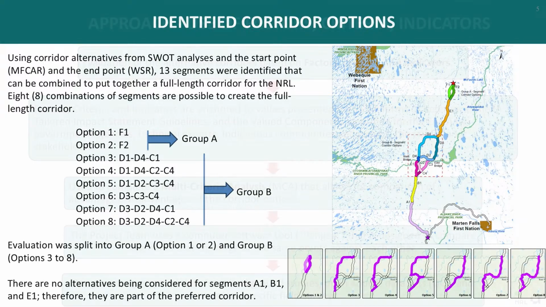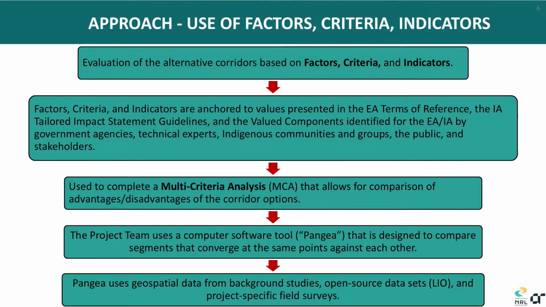So next, let's talk about the use of factors, criteria, and indicators. This is the core of the work here. We do the evaluation of the corridors based on these things. And the factors, criteria, and indicators are tied to values presented in the terms of reference: the EA terms of reference, or the IA, or impact assessment, tailored impact statement guidelines, or TISG.